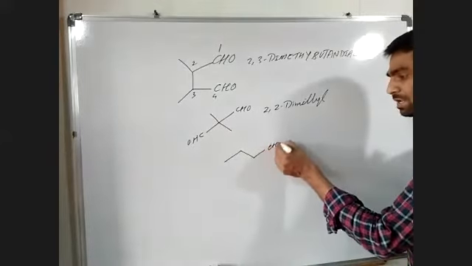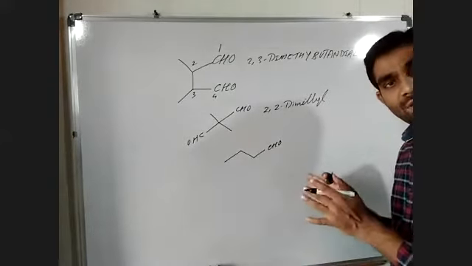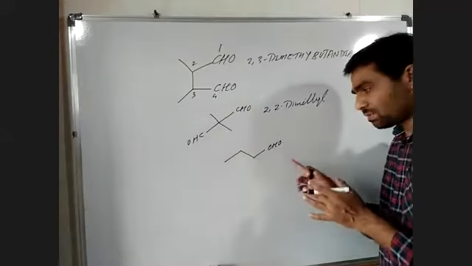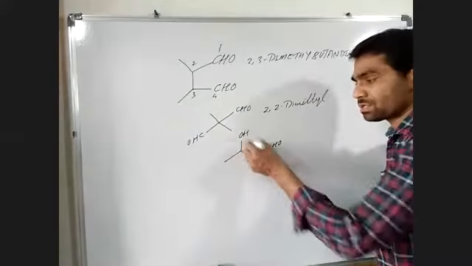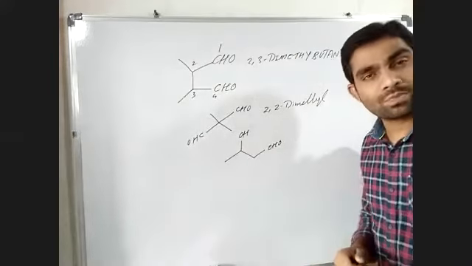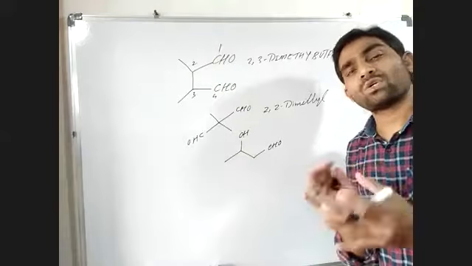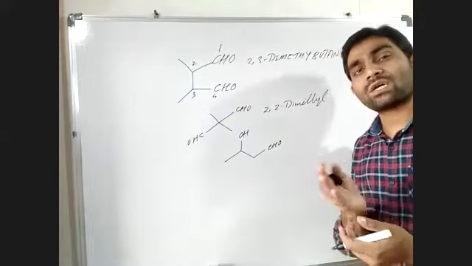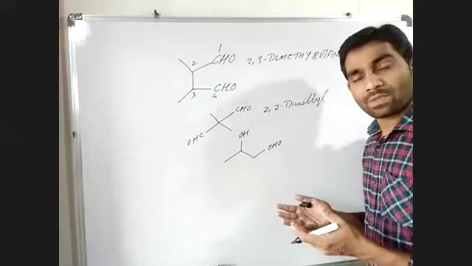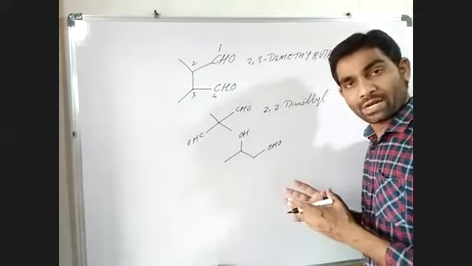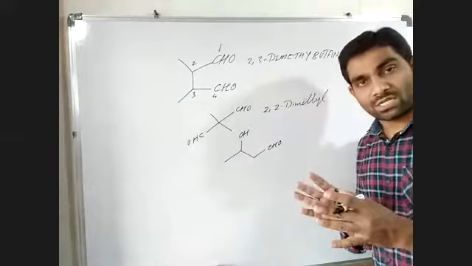So this is butanol. And if I am writing OH, there are two functional groups. What is our approach now? How can we name this compound here?